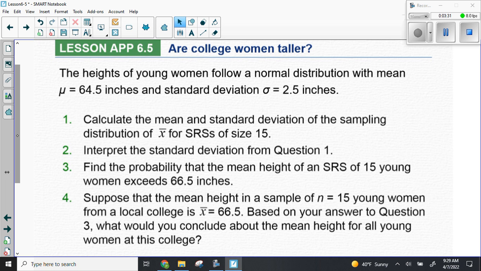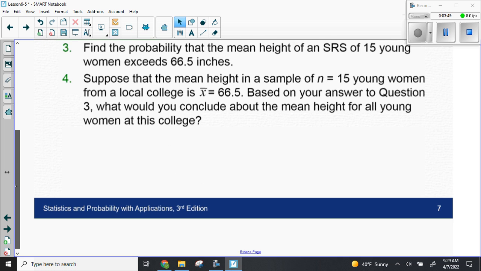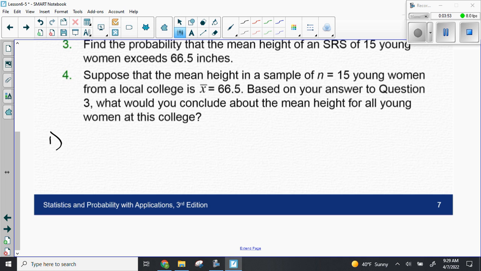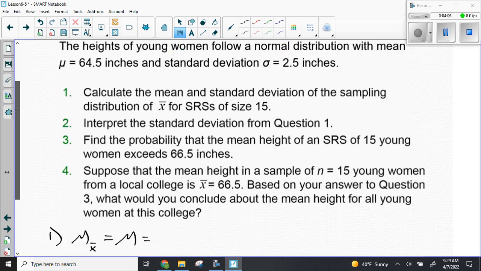The heights of young women follow a normal distribution with a mean of 64.5 inches and a standard deviation of 2.5 inches. We're going to calculate the mean and standard deviation of the sampling distribution of x bar for simple random samples of size 15. So mu sub x bar, the mean of the sampling distribution of my sample mean, is the same as the mean of my population, which in this case is 64.5.